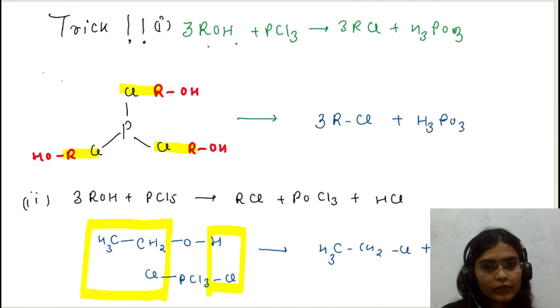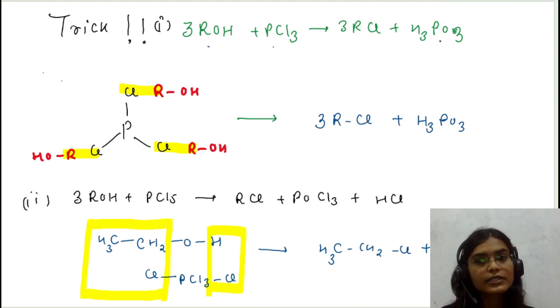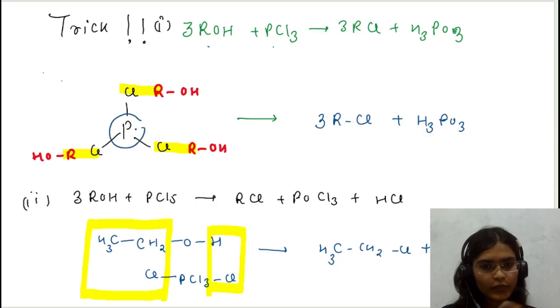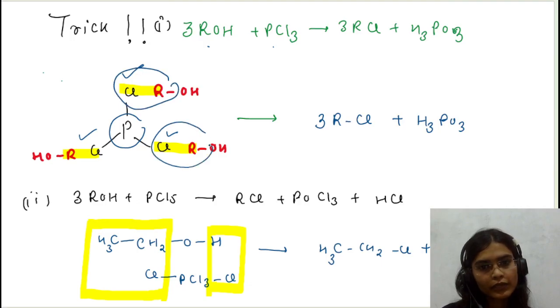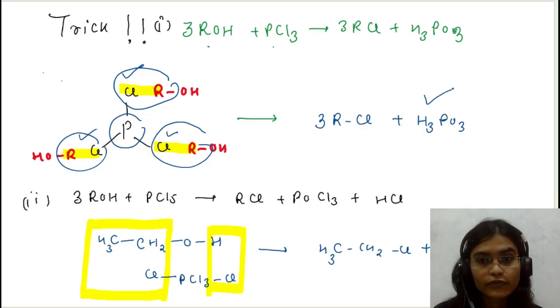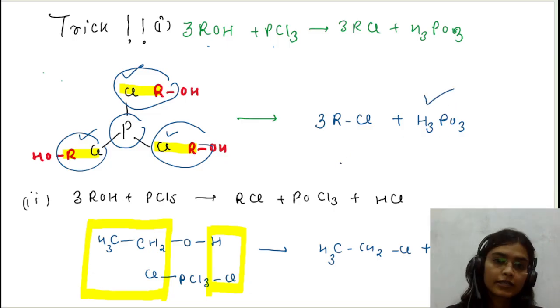If you have alcohol, PCl3 and RCl, how do you form it? You have to write P, and observe this chlorine, chlorine, chlorine. Every R is just connected with chlorine, and whatever the O part here is, it is connected with the phosphorus. So it becomes H3PO3 and RCl is generated.